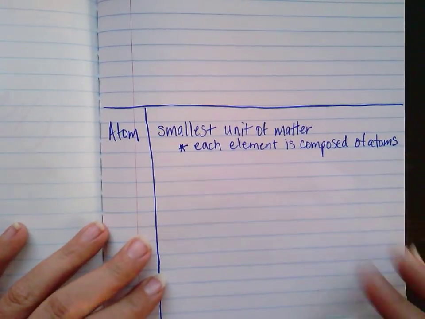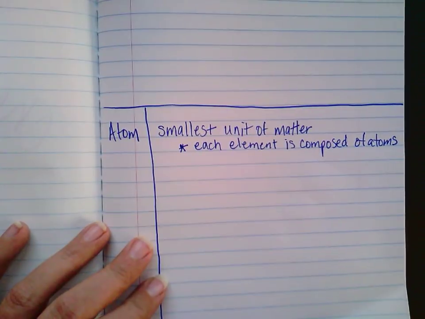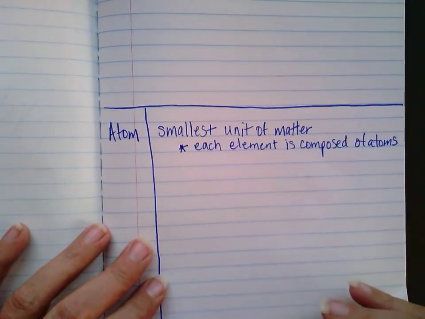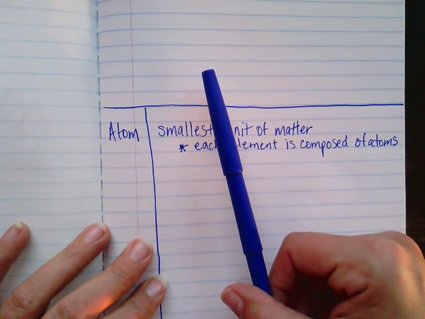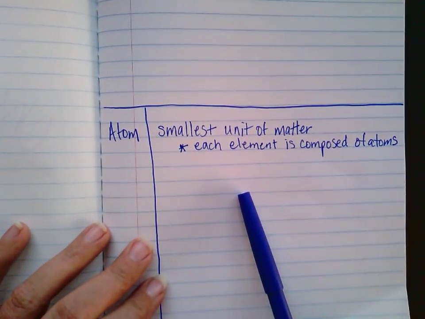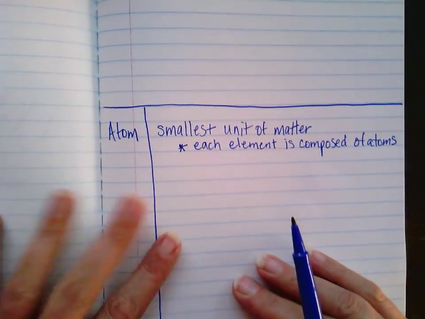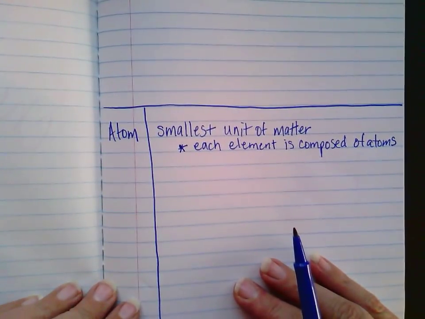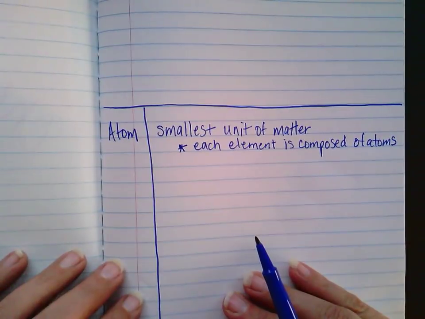All right. Now, even though the atom is the smallest unit of matter, meaning everything is made up of atoms. This pen in my hand is made up of atoms. This piece of paper is made up of atoms. Ink is made up of atoms. My fingernails are made up of atoms. Your desk, everything is made up of atoms, okay?